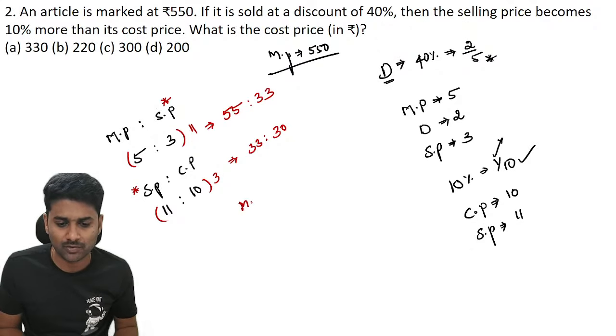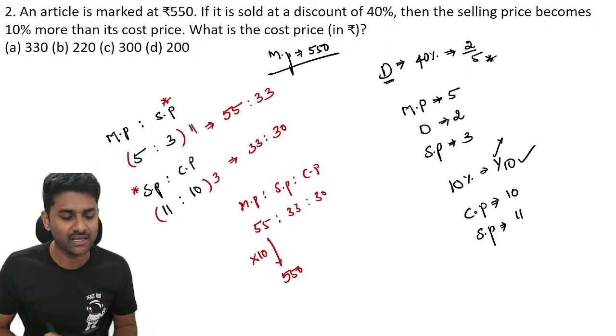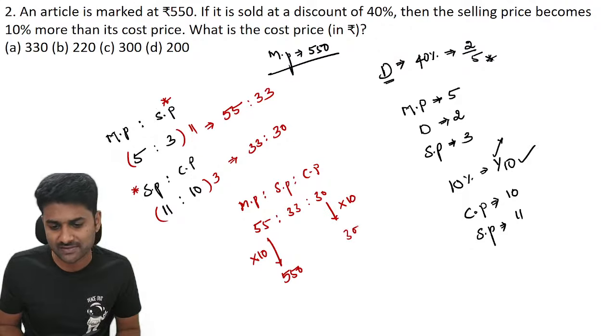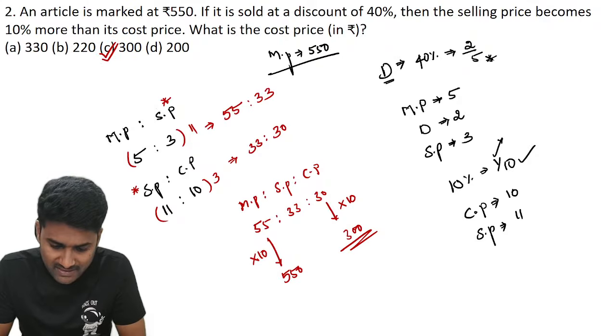Now, just go through the ratio of market price, selling price, and cost price: 55 is to 33 is to 30. Now go through the comparison. They mention that the article's market price is 450, so if 55 units is equal to 450, then each unit is 10 rupees. In the same way, we have to identify the cost price. Each and every value is multiplied by 10, then the cost price is 3. So is it clear? Do you understand the comparison here? It's all about the ratios concept.